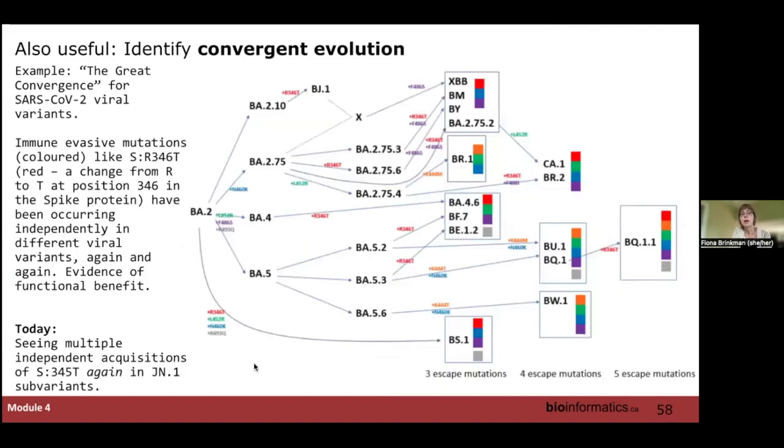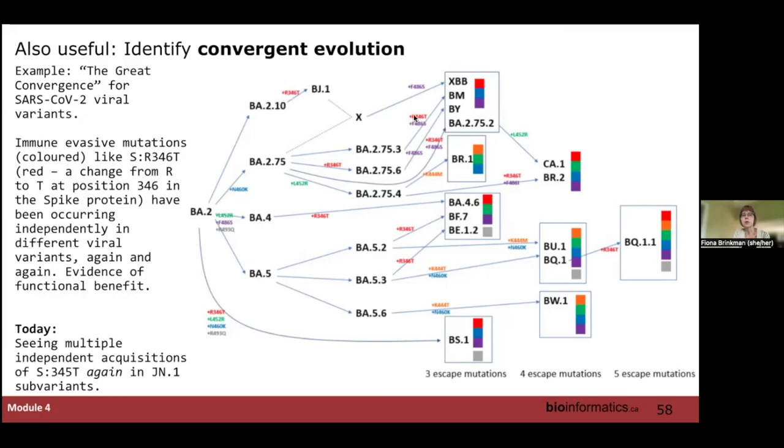Okay, an example that we keep seeing over and over again is with SARS-CoV-2, where I do tracking of variants for Duotang for CoVaRR-Net, the Coronavirus Variants Rapid Response Network. So we can look for mutations that are repeatedly occurring. And a classic example is in the spike protein, where you can have a change from arginine to threonine at position 346, usually written as S:R346T. And that kind of mutation has been occurring independently over and over again.